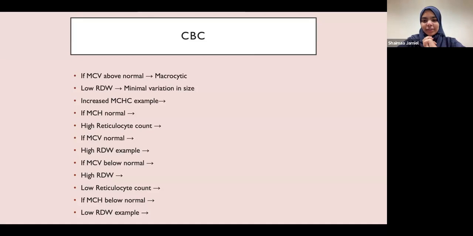What is MCHC? Yes, spherocytosis. You're correct. MCHC is, we said, the concentration of hemoglobin in the cell. And in spherocytosis, it increases because the cell is slightly dehydrated. So it has less volume, and therefore the hemoglobin is just more concentrated. Okay. If MCH is normal, what do we call this?